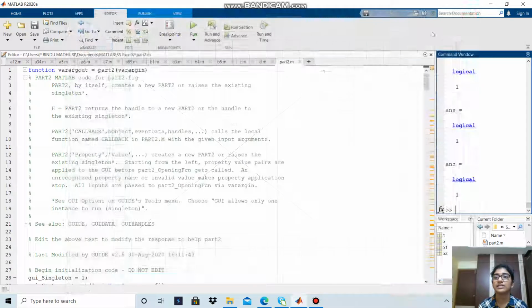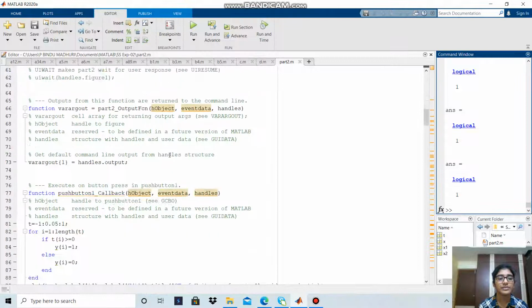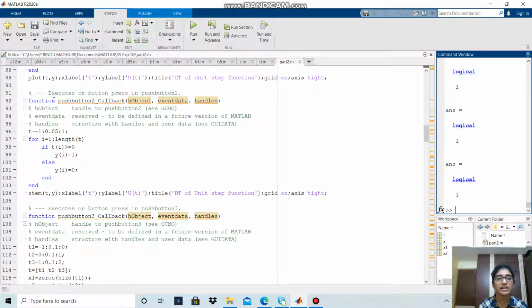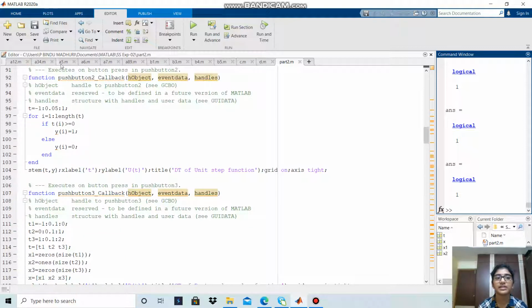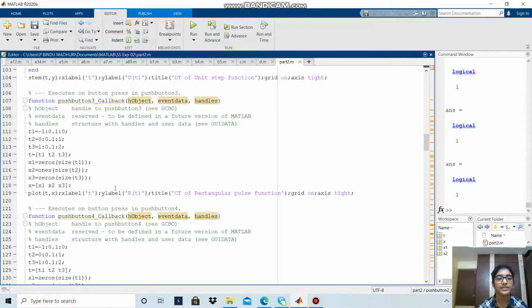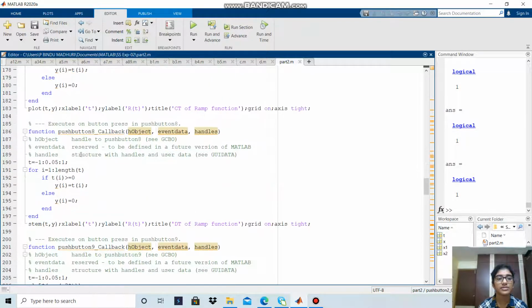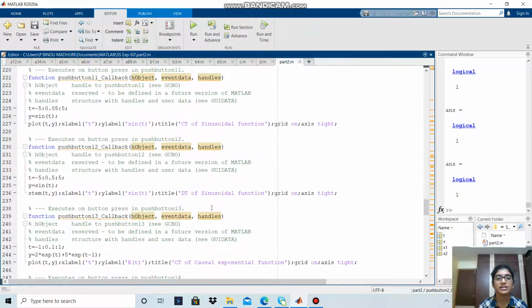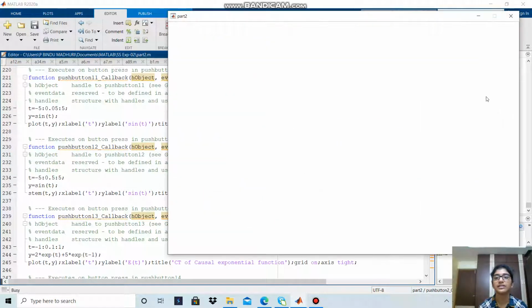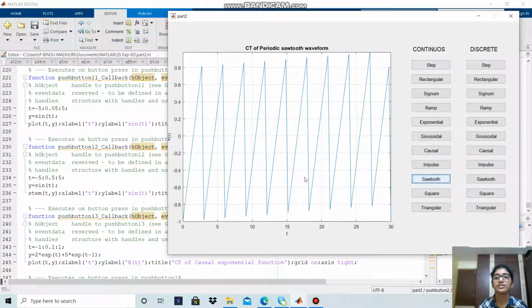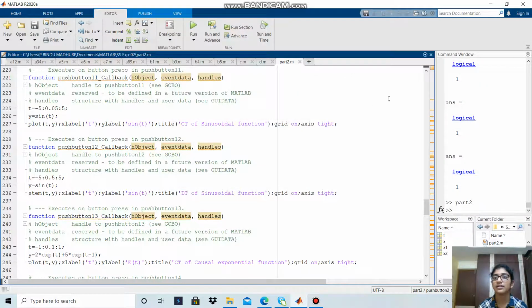And if we see the callback functions under the function push buttons, I wrote the code for the respective signals. The same code which we did for the previous questions, I wrote here. And for all the signals, I wrote the code. And we can get them. And here for step, sawtooth, all we can get. Thank you.